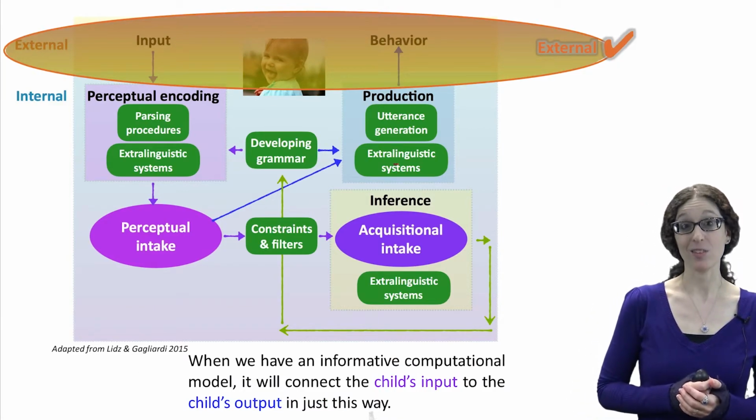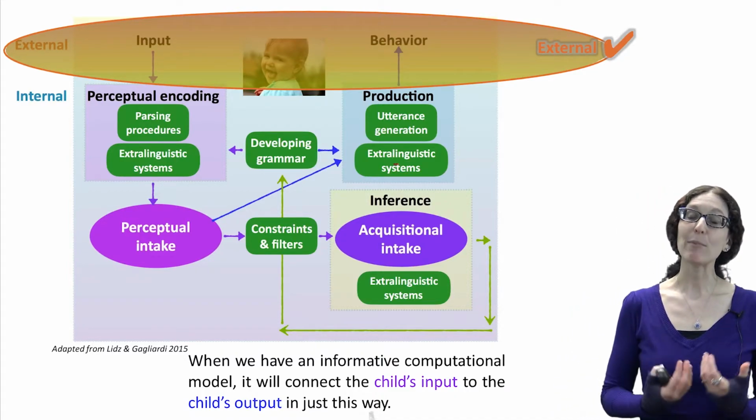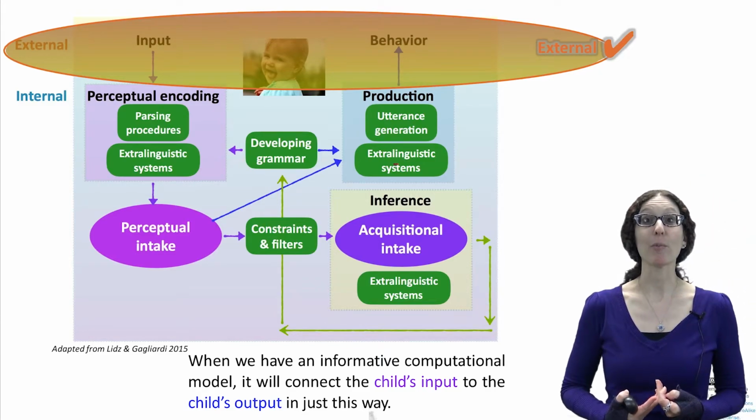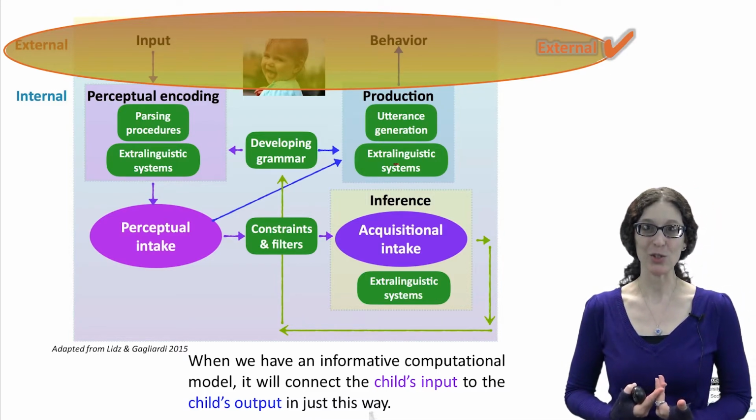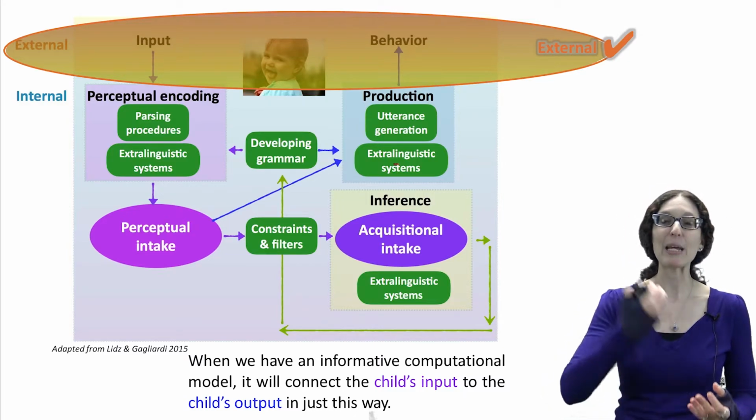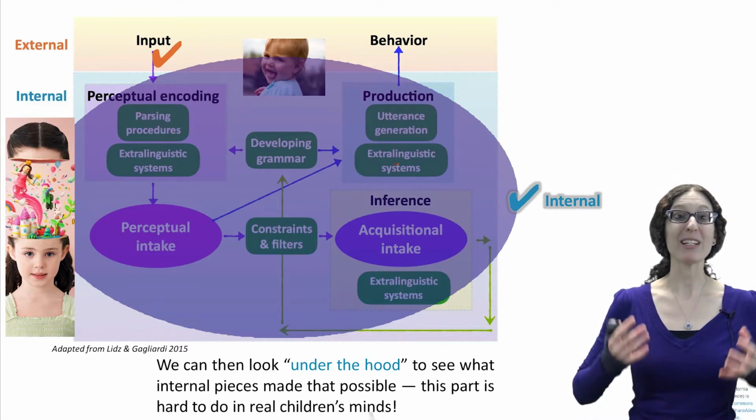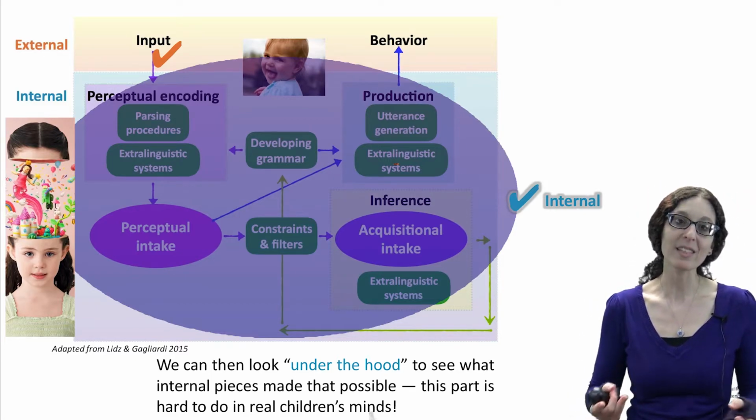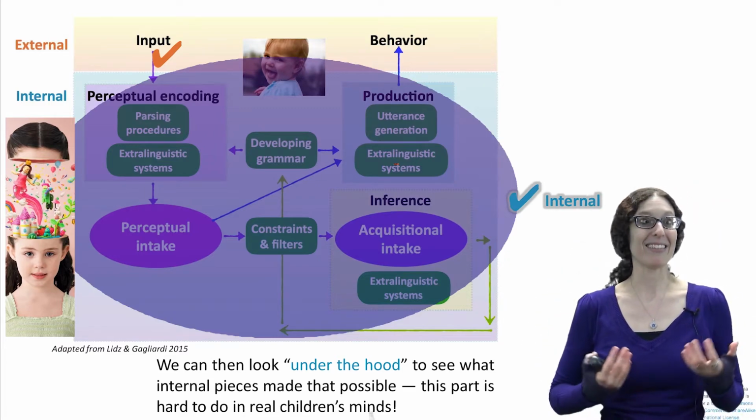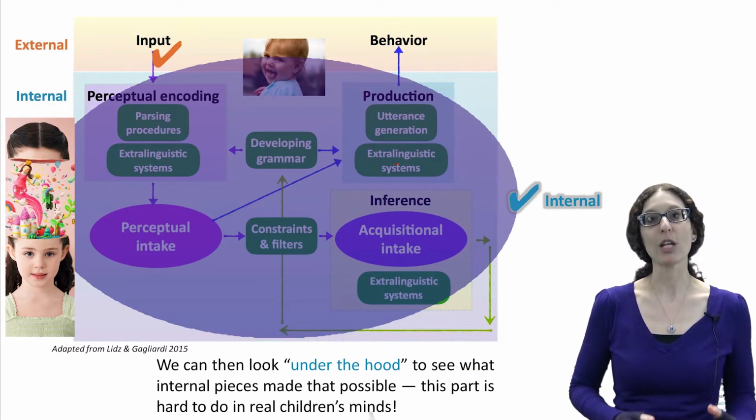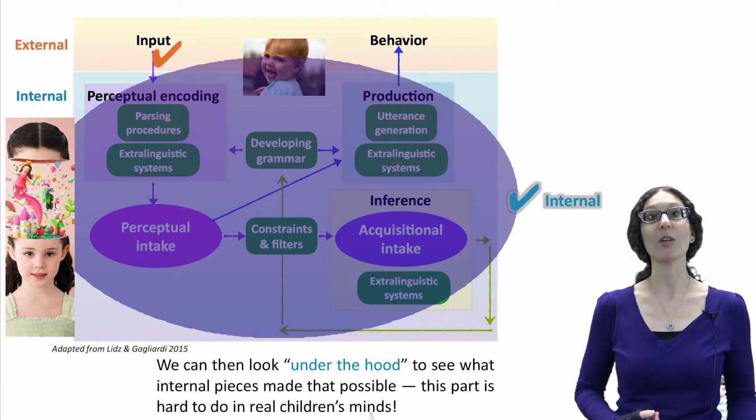So once we have this, when we have built an informative computational model, it's going to connect the external pieces together: what we know about the input that children are hearing and what we know about the output that they're producing, through this pipeline from input to output. And then when we actually have a successful computational model, one that's capable of doing this, it takes in the input that kids get, it produces the output that kids are producing, well then we can look inside it and see what's under the hood. We can see what were the internal pieces that made that possible. And of course, this is the part that's really hard to do with actual kids. You can't just open up their heads, right, and see what's inside. But this is exactly what you can do when you have a computational model of the acquisition process, and why it's really useful for us as cognitive scientists to figure out what's going on with respect to language development.